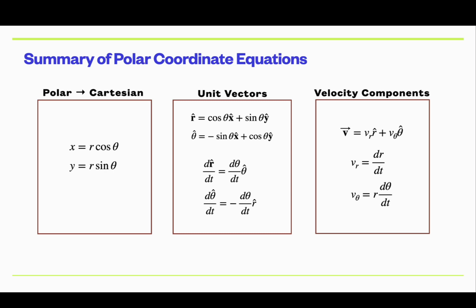Okay, so again, a summary of this lecture. We have the transformation equations going from polar to Cartesian coordinates. We have unit vectors defined. We have the polar unit vectors defined in terms of the Cartesian unit vectors. We use that to define the time derivatives of our polar unit vectors. And from that, we derive this result over here, which shows us what the radial and tangential velocity vectors must be. We'll use these results in the next lecture when we derive Kepler's laws from Newtonian mechanics.